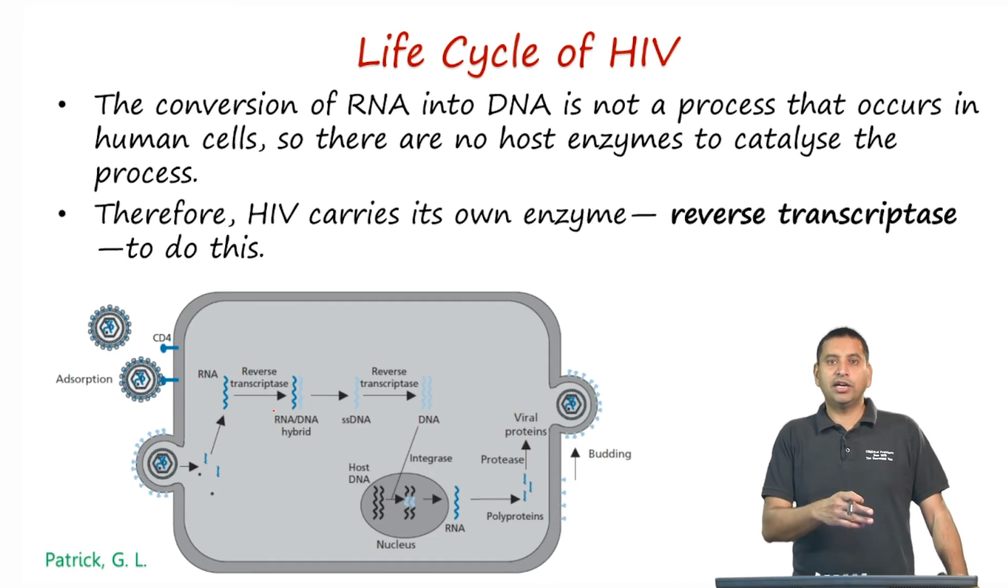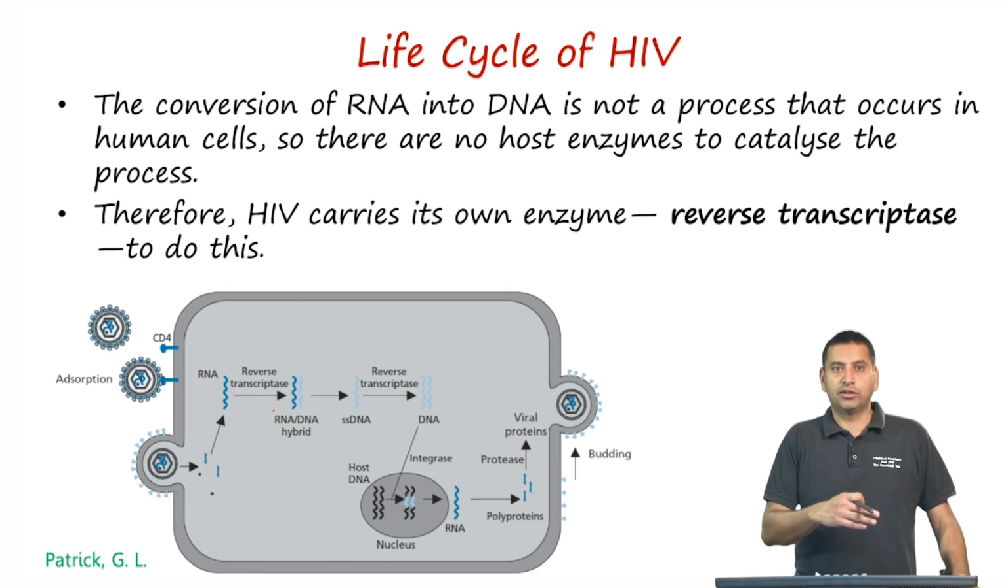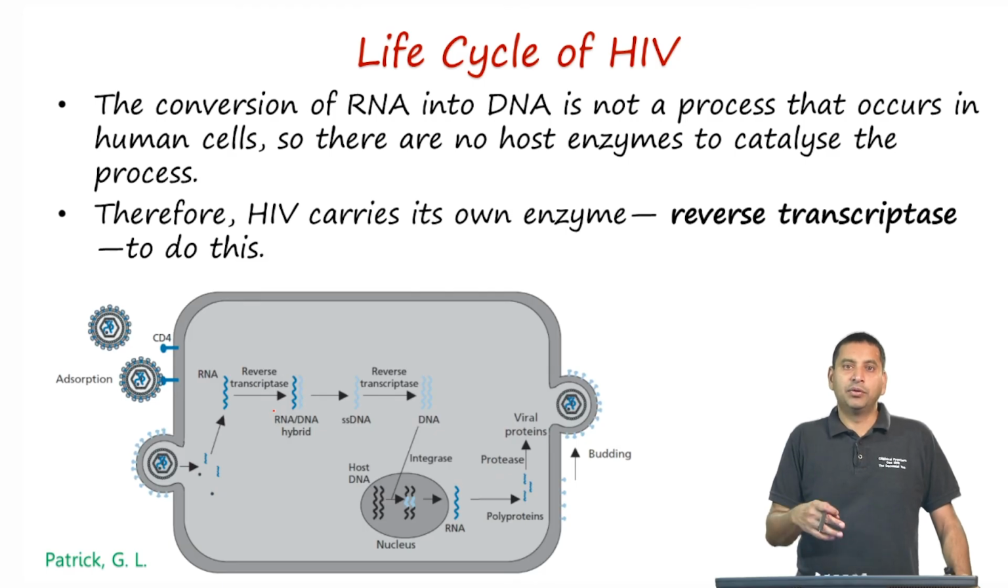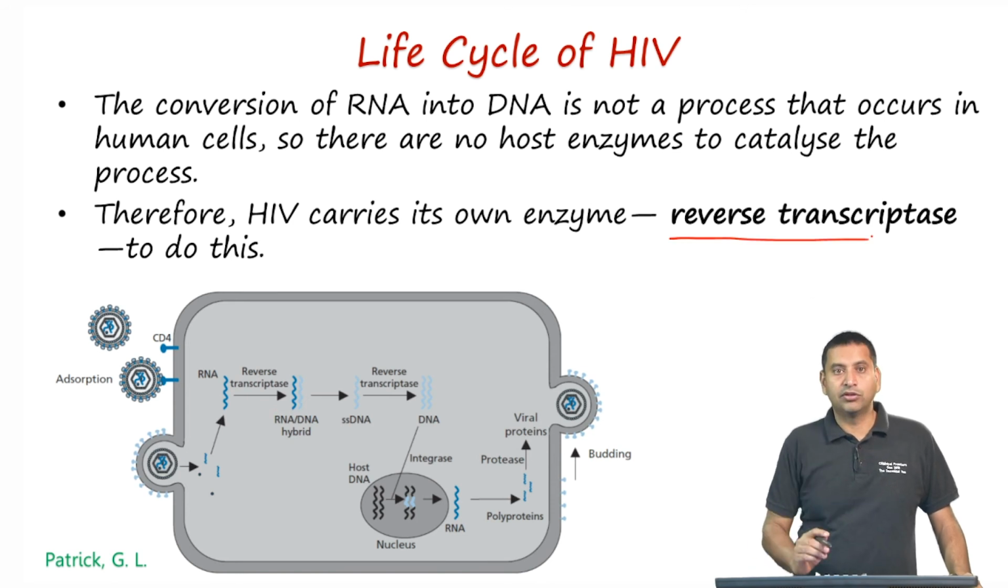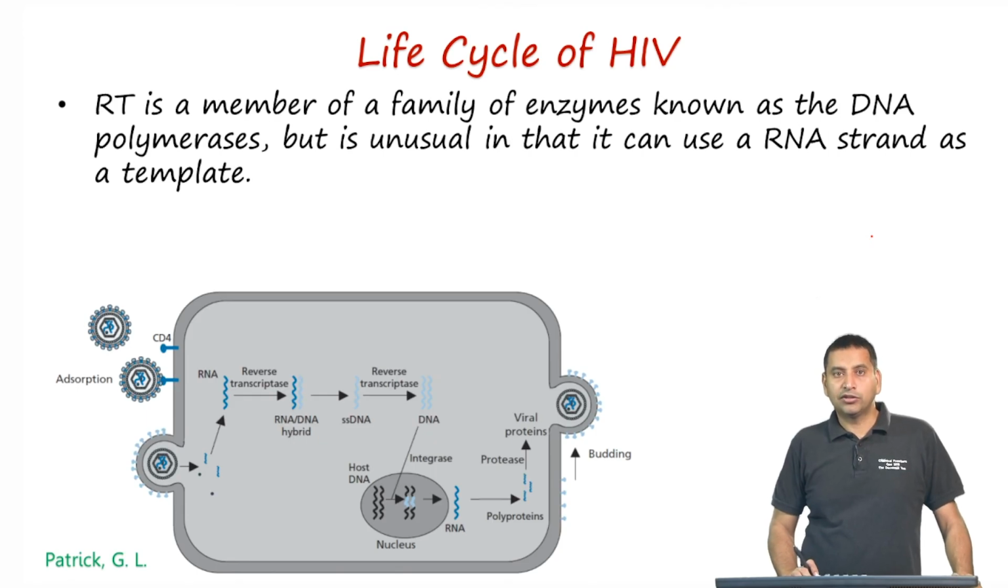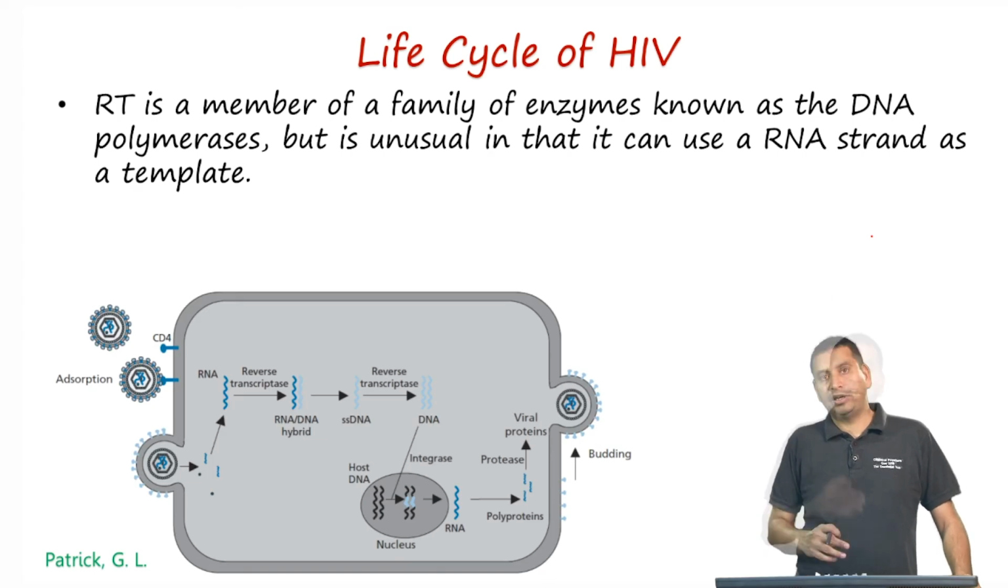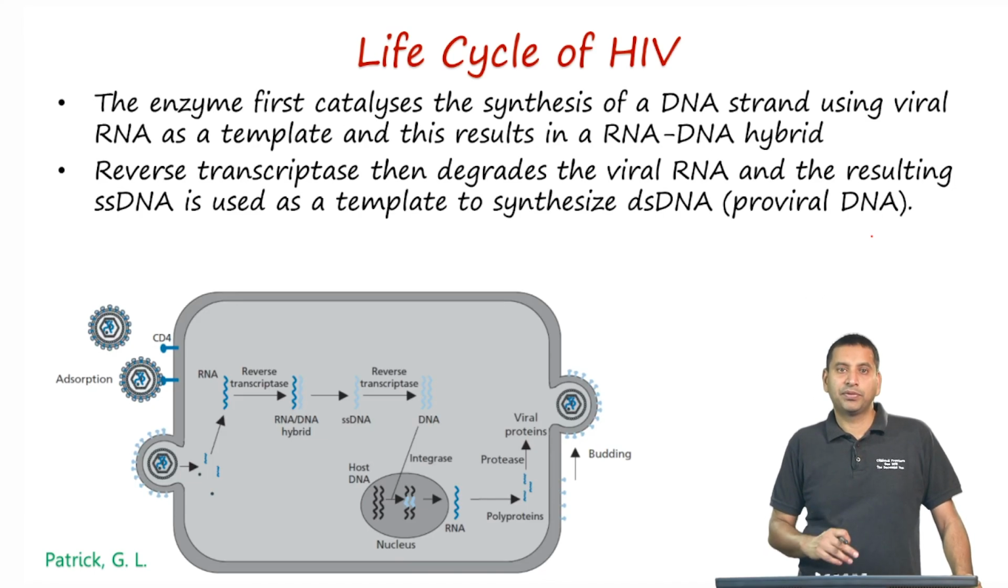So, the conversion of RNA into DNA is not a process that occurs in human cells, and therefore, there are no host enzymes to catalyze this process. HIV carries its own enzyme known as reverse transcriptase in order to carry this out. Reverse transcriptase is a member of a family of enzymes known as DNA polymerases, but it is unusual in that it can use an RNA strand as a template.